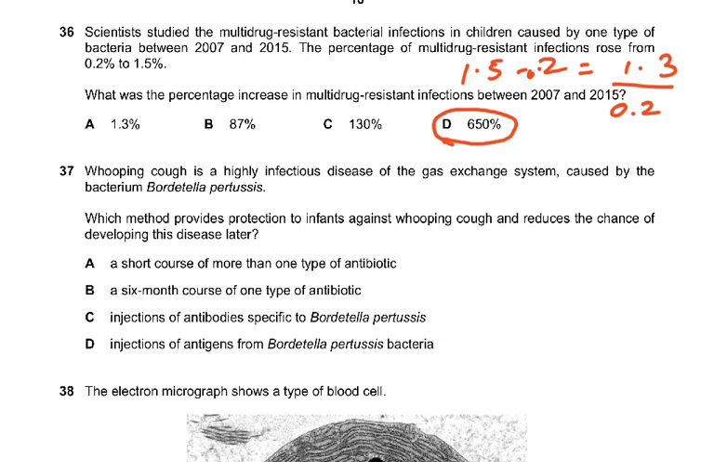Question number 36. Scientists studied the multi-drug resistant bacteria infection in children caused by one type of bacteria. The percentage of multi-drug resistance rose from 0.2 to 1.5%. So 1.5 minus 0.2 is 1.3. You divide it by 0.2 and then multiply by 100, and that's D, 650%.